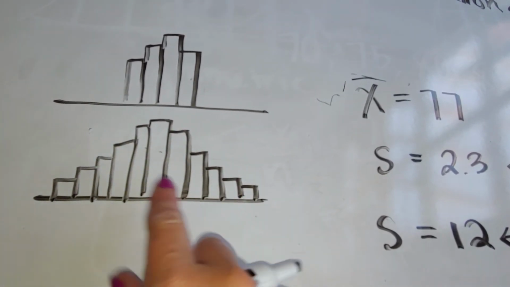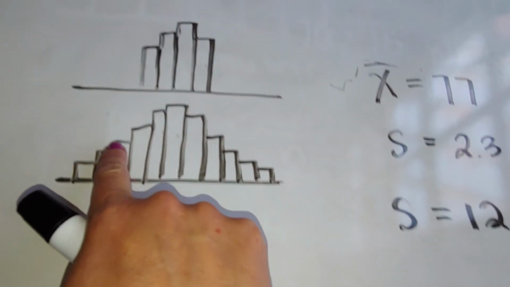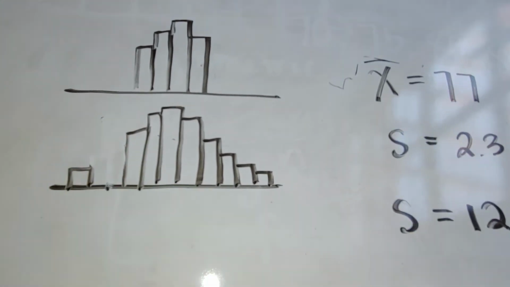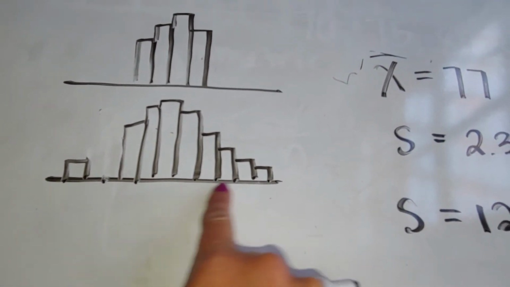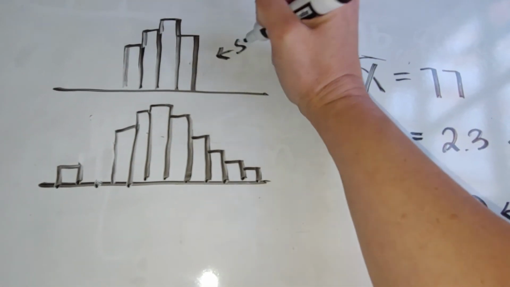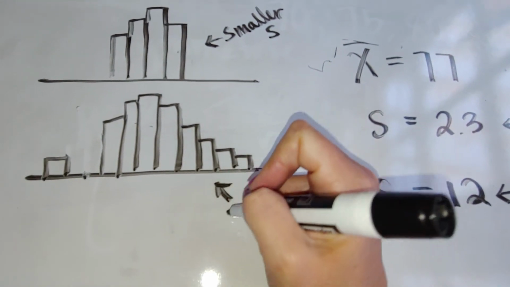I know I drew a symmetric graph, but I'm just saying that you're going to have a lot of spread in the data. There can even be gaps. So for those of you wondering, hey, can there be gaps? Yep. This is still going to have a larger spread versus a tighter spread. So this is going to have a smaller standard deviation, and this is going to have a larger standard deviation.